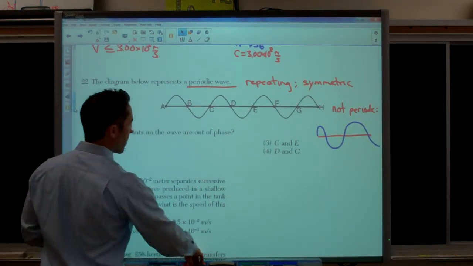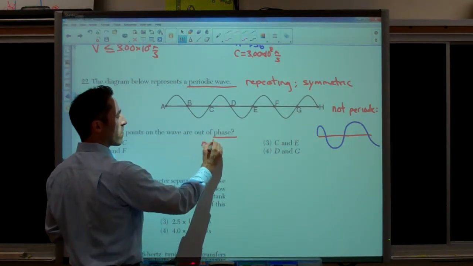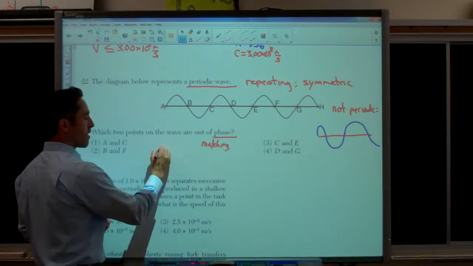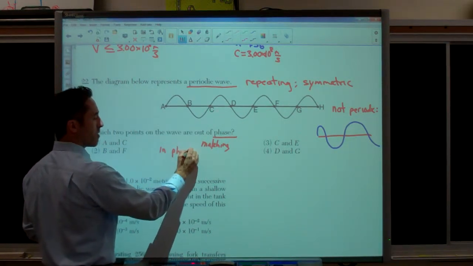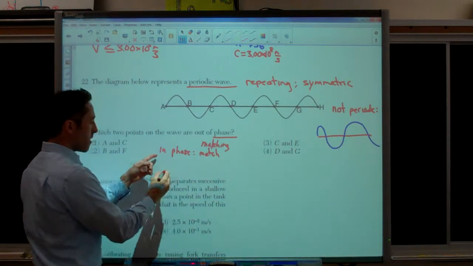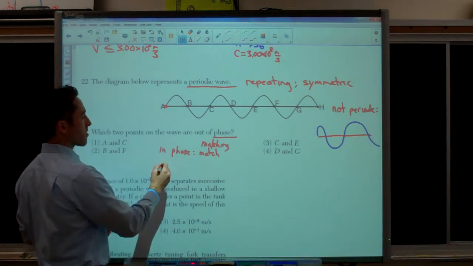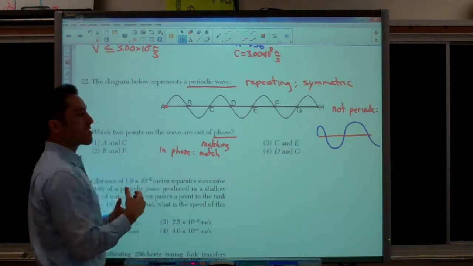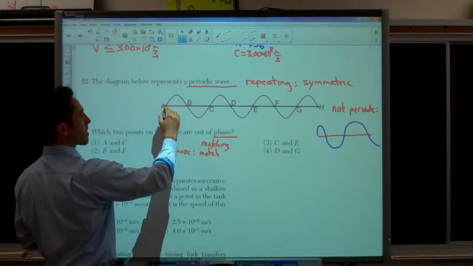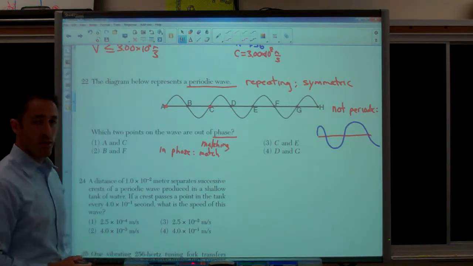Which 2 points are out of phase? Let's talk about phase. Phase is basically a matching game. So, in phase equals the positions match, and I'll show you what I mean by that. In phase we'll do in red. A is in phase. In phase you can also say one cycle or one wave away from, so you're going to move a full wave from C. So A and C are in phase.